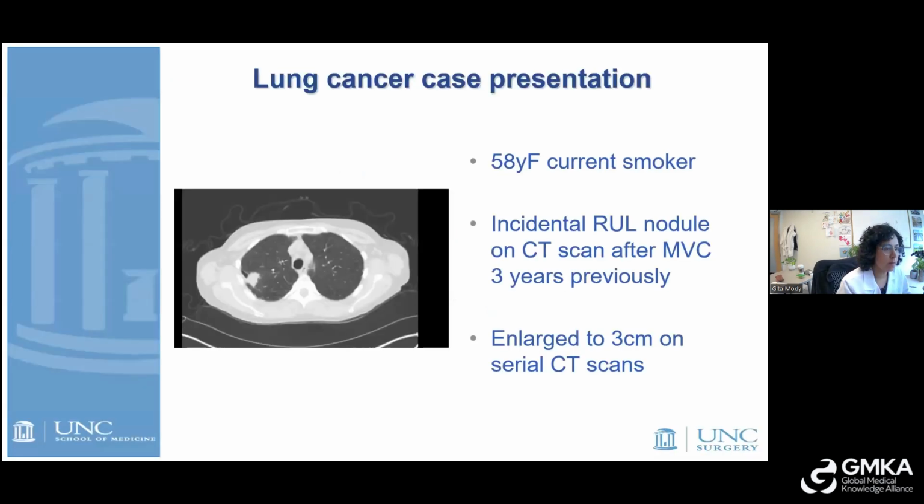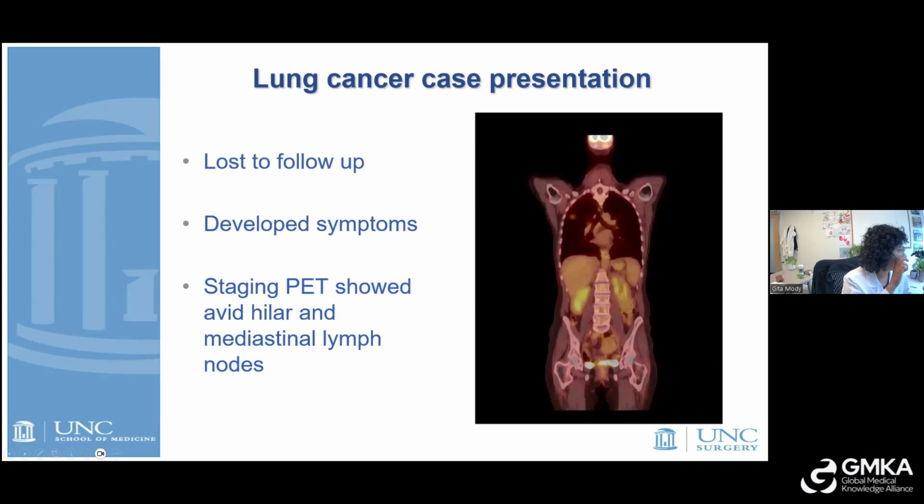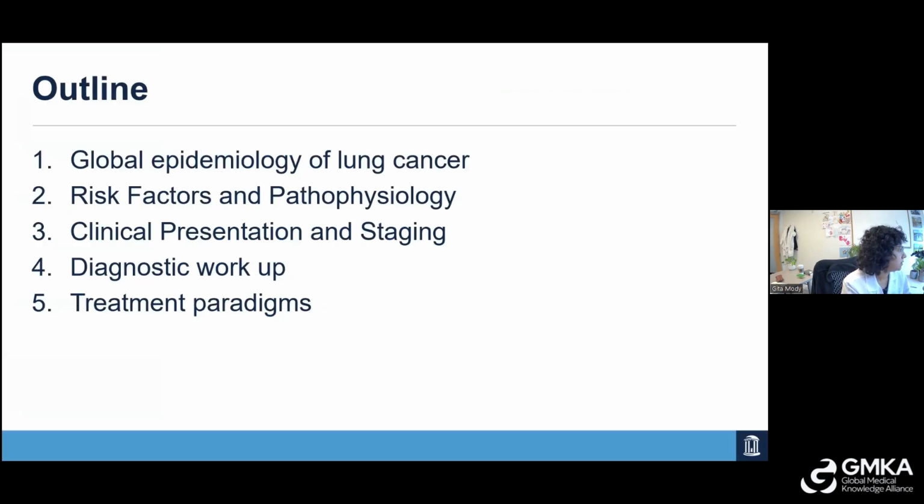But I'll just start with a very classical case presentation. This person was a smoker, a 58-year-old woman, and had a car accident, MVC. A nodule had been seen and was followed, and it had enlarged. So we were concerned, of course, for an early stage lung cancer. The patient, unfortunately, was lost to follow-up and did have symptoms. Subsequently, a PET was done showing that there were avid hilar and some altomediastinal lymph nodes. So this was now more concerning for an advanced stage. That just motivates the topic.